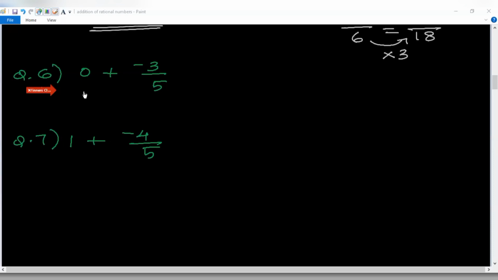This is our next question. 0 plus negative 3 by 5. We know when we add 0 to any number, we will get the same number. So here the answer will be minus 3 by 5.